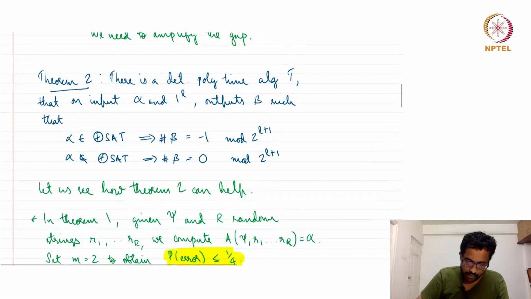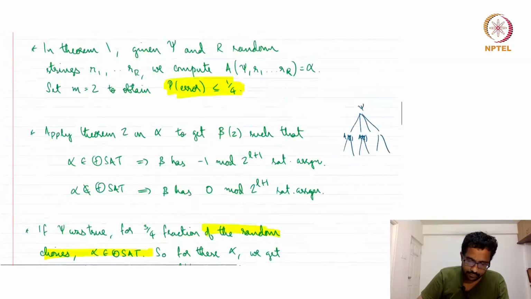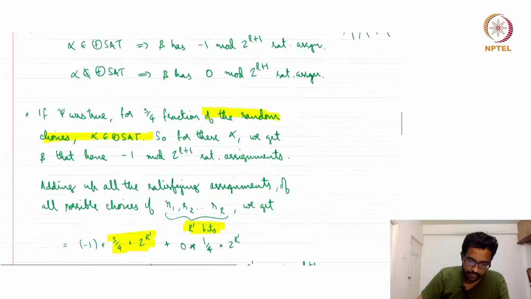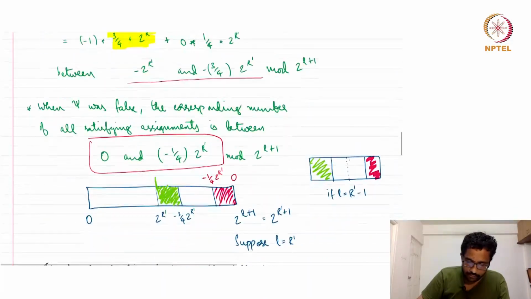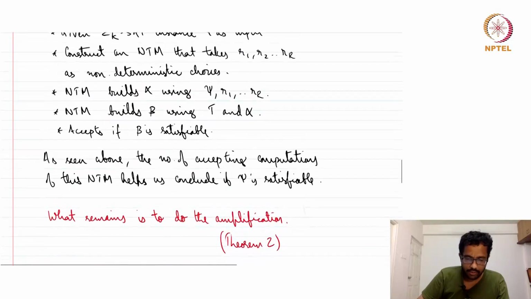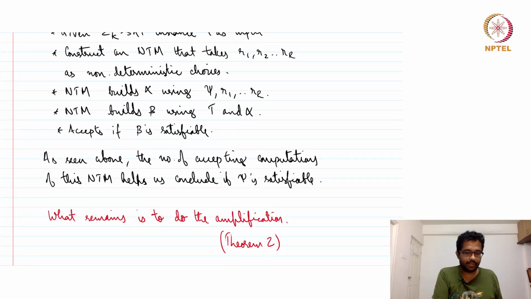Right, we accept if beta has a satisfying assignment. So now there are two levels. One is the choices of R, R1, R2 up to RR, and then choices inside beta. So how many accepting computations are there using both these non-deterministic choices?